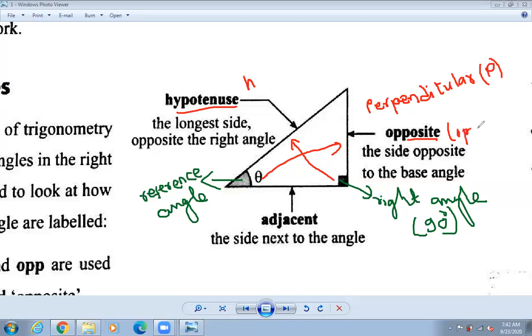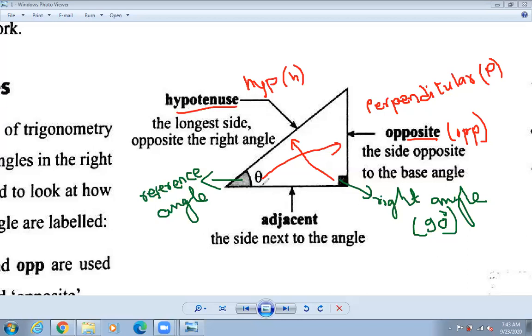OPP is the short form of opposite. Hypotenuse, we can also write down as HYP. Otherwise, the shorter form is H. While doing the calculation, we use H. Perpendicular is P. Opposite is also called perpendicular.